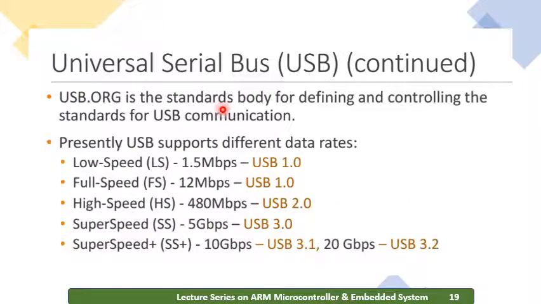USB.org is a standard body for defining and controlling the standards of the USB communication. So when I use different types of USB, the data rates also vary. Low speed uses 1.5 Mbps. Full speed is 12 Mbps. High speed is 480 Mbps. Super speed is 4 Gbps. Then super speed plus, that is SS plus, goes up to a 10 Gbps data rate. Okay.